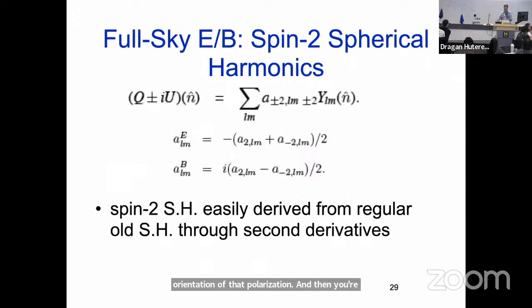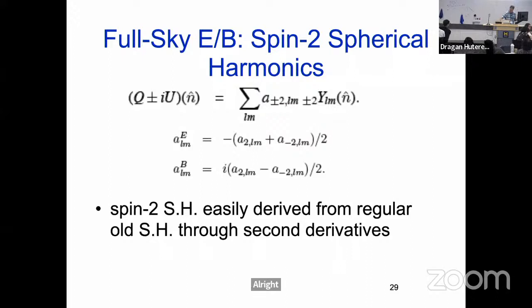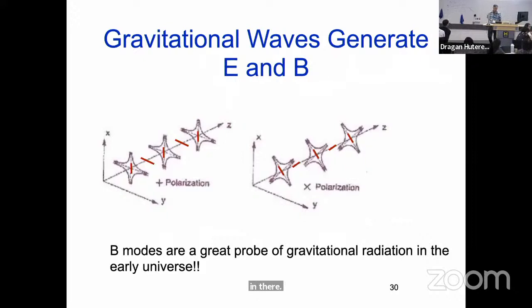Now, I showed you that we only see the E modes in there. And that's because for whatever reason, it doesn't seem like our universe has a lot of B modes that are being generated at last scattering. So it's not that it's impossible for that to have happened. It just turns out to not be the case.